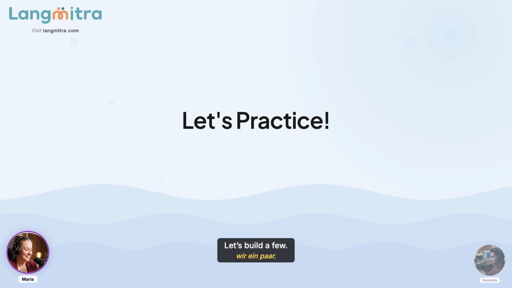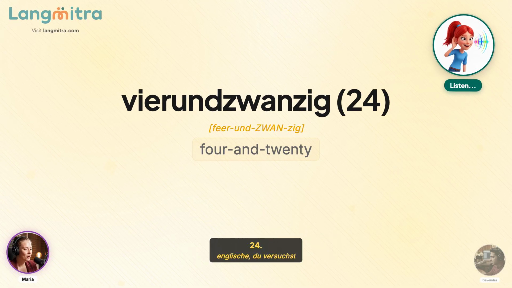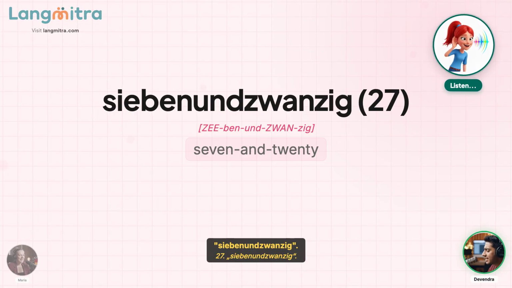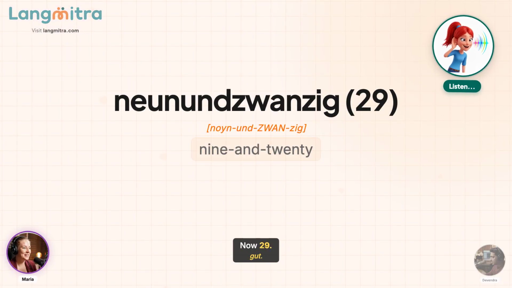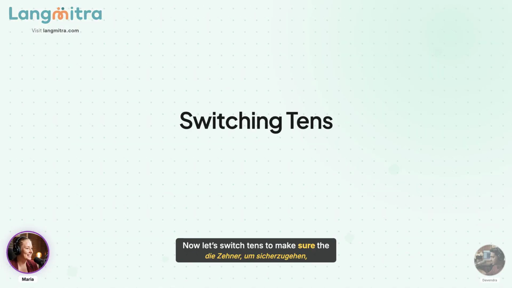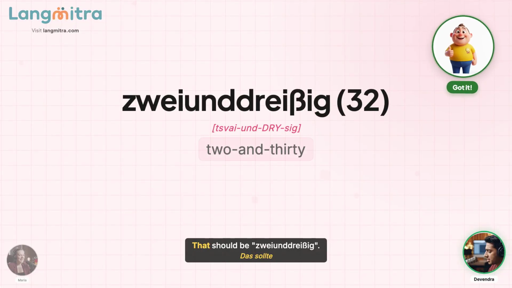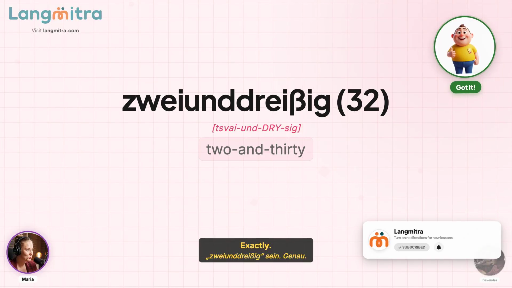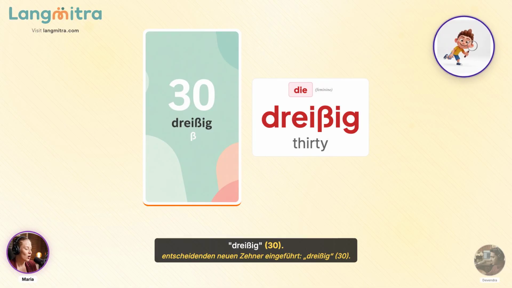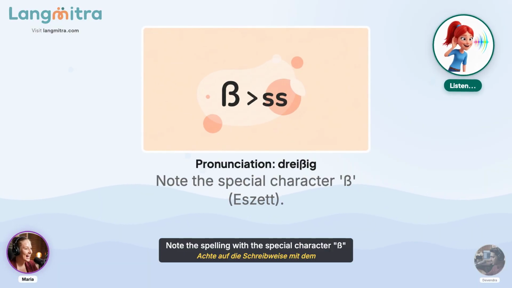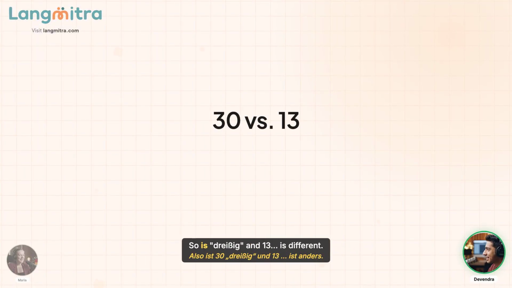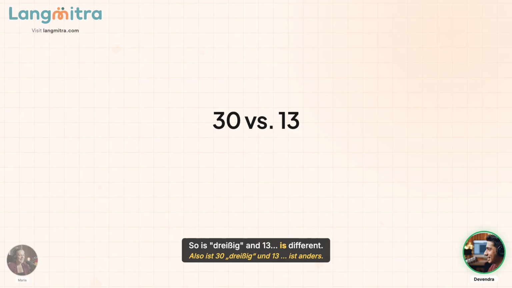Exactly. Let's build a few. I'll say the English, you try the German. 24. Perfect. 27. Nicely done. Now 29. Excellent. Now let's switch tens to make sure the structure is solid. 32. Exactly. And you just introduced a crucial new ten: dreißig, 30. Note the spelling with the special character ß and the pronunciation.